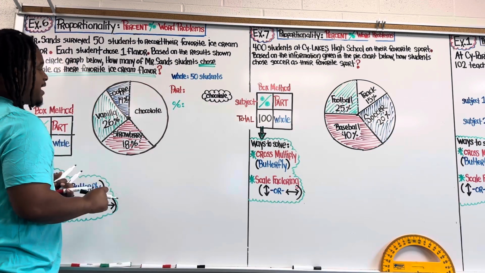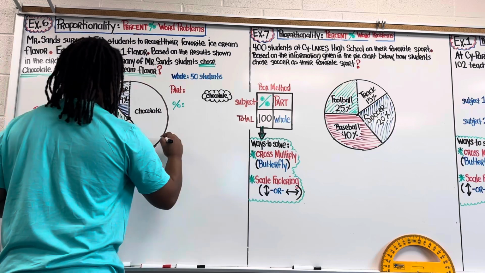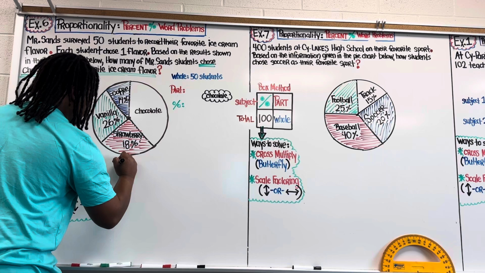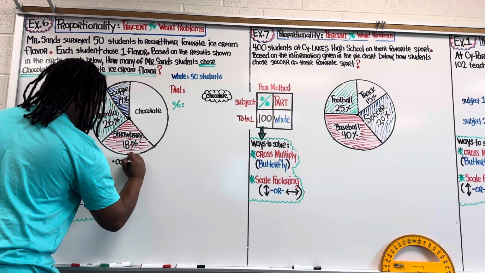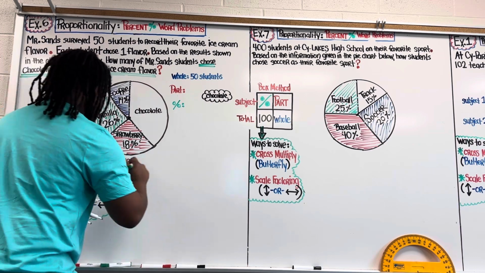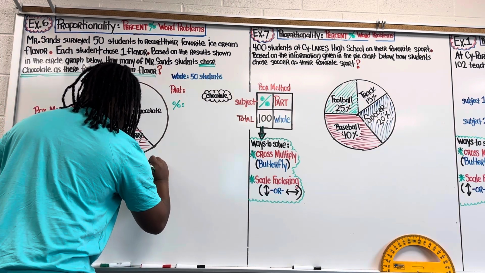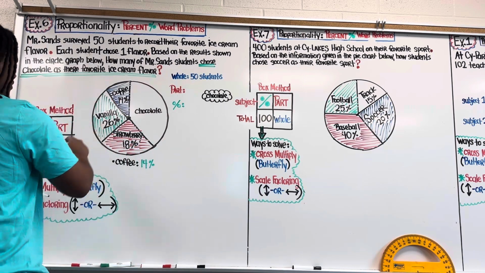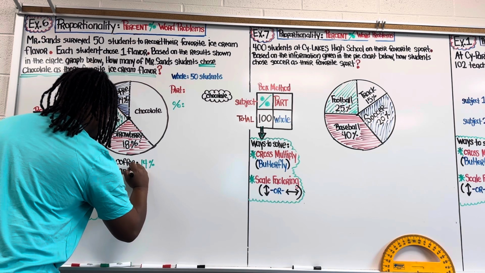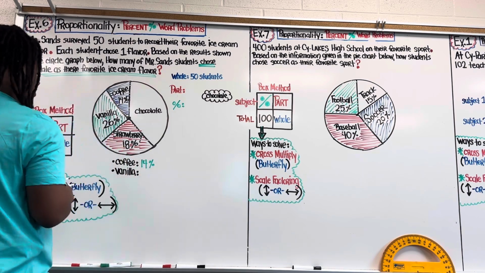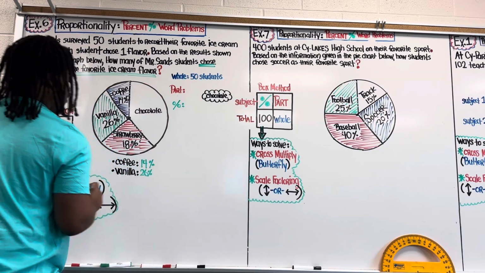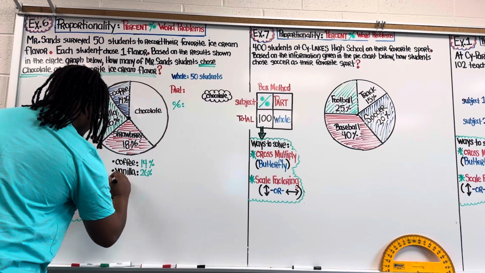Now, I just want to jot these percentages down real quick so I can see what we have. It says that only 14% of the students chose coffee flavor as their favorite flavor, 14%. Vanilla, 26% of the students chose vanilla as their favorite flavor. Strawberry was 18%.